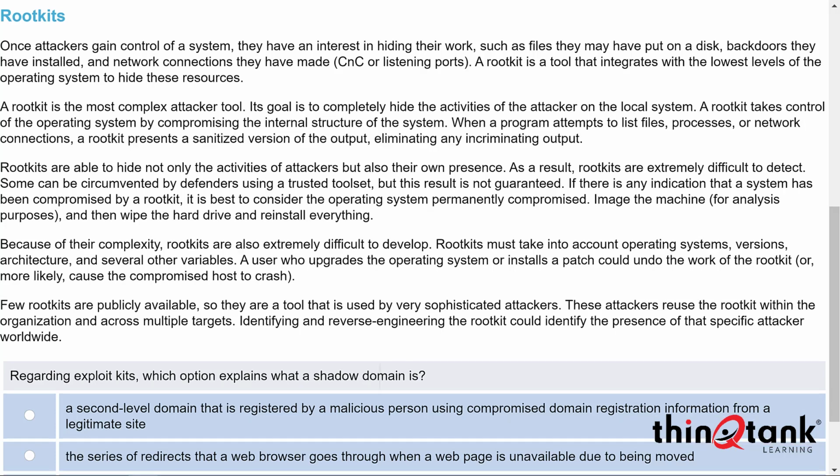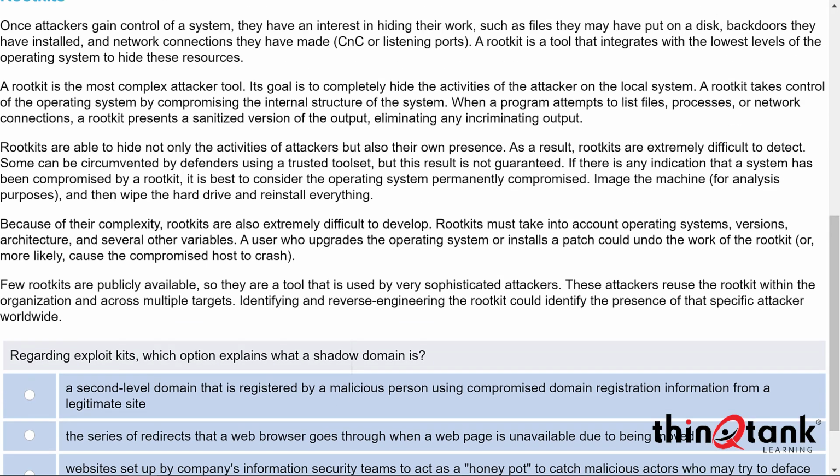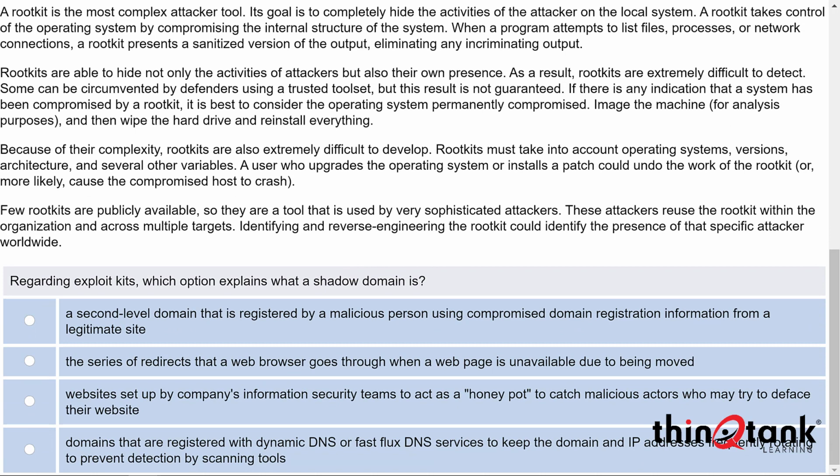All right. Now, regarding exploit kits, which option explains what a shadow domain is? Now, they did mention shadow domain up here in the beginning of our discussion here, but I didn't actually talk about that.